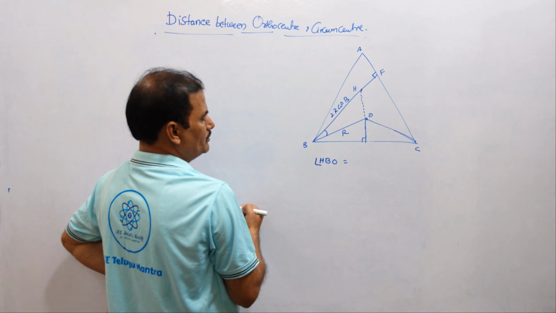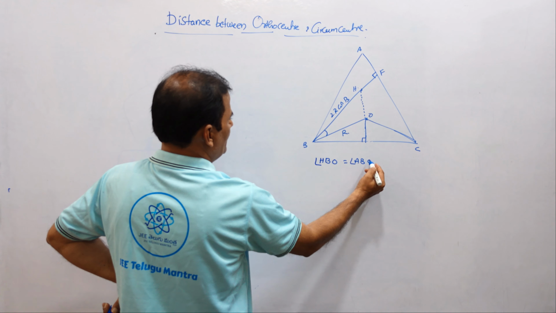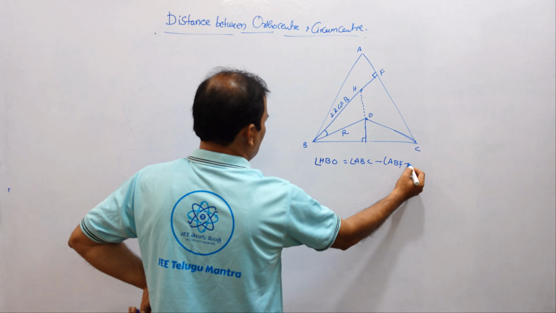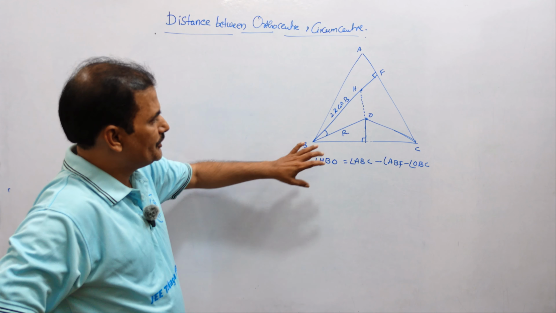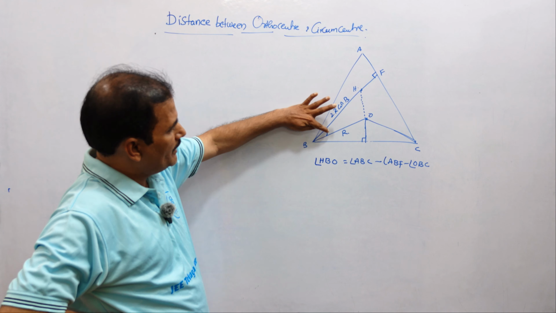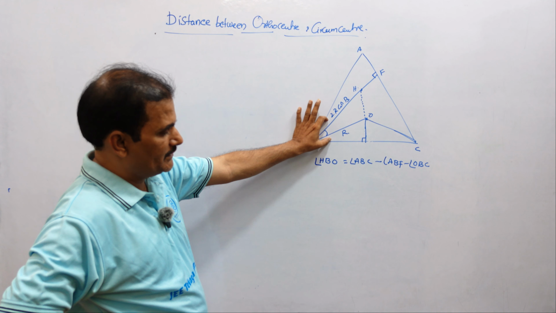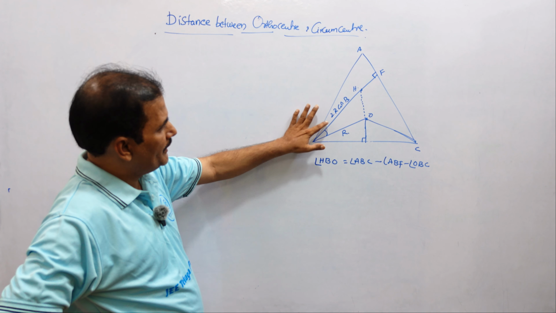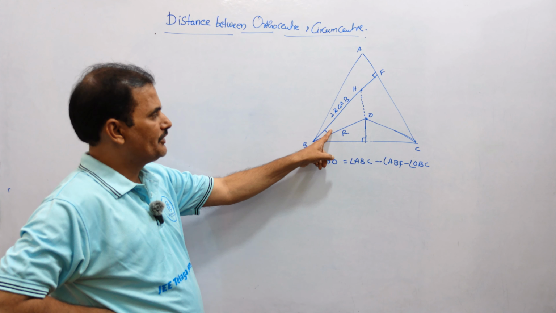Angle HBO is equal to total angle ABC minus angle ABF minus angle OBC. See, from this triangle, I want HBO, the total angle minus these two angles. The total angle minus this is one angle and this is the second one. We subtract these two, we can easily find out HBO.